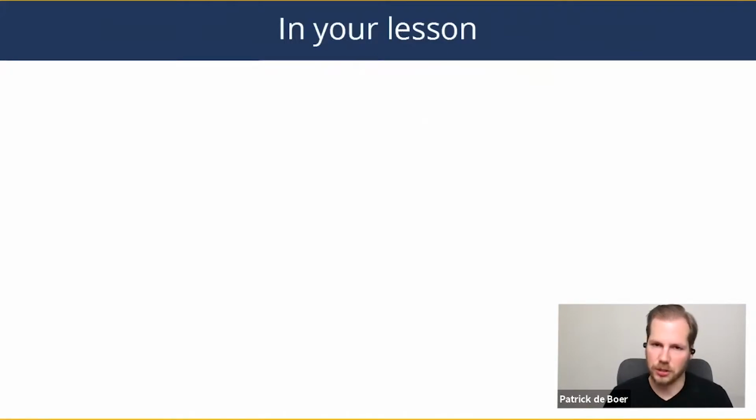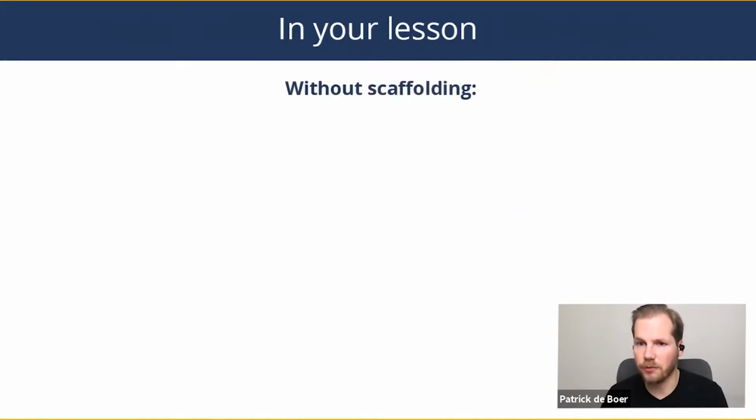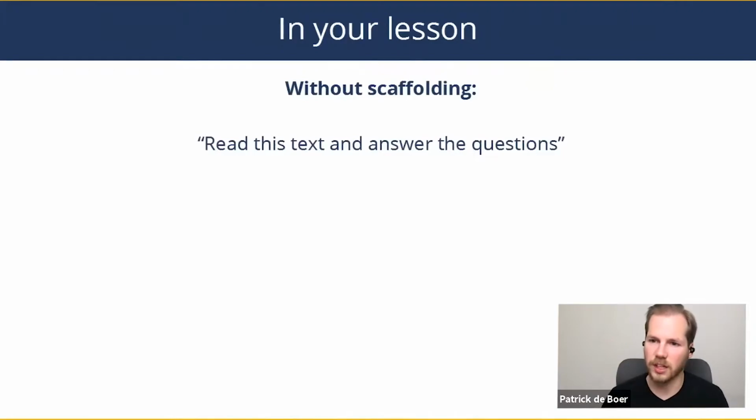Now, in your lesson, I want to give you a practical example of what is scaffolding in your lesson and what it isn't. If you do not use scaffolding, you can say something like this: read this text and answer the questions. Clear task, students know what to do, but there's no scaffolding whatsoever. They have to do it all on their own, and they don't get any strategies, they don't get any support. And this way, well, they might succeed, but they might also not succeed. And if they do not succeed, you're not entirely sure why not.